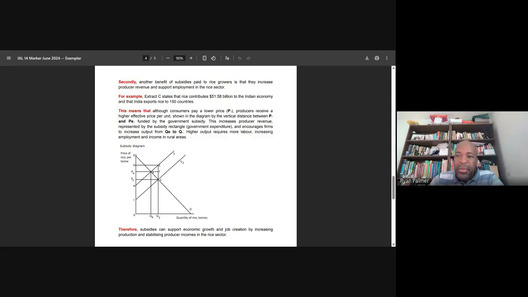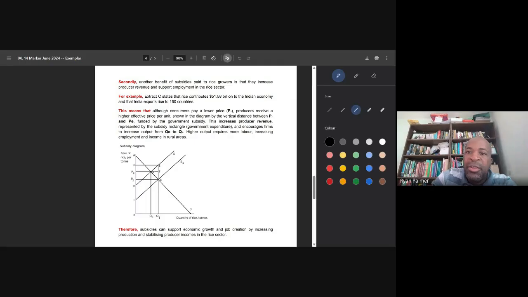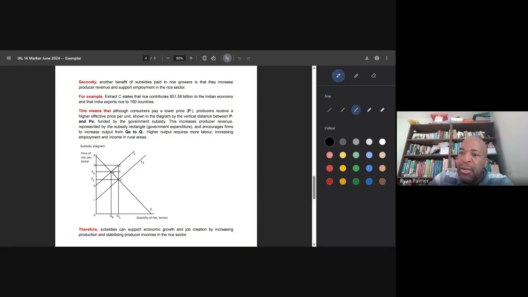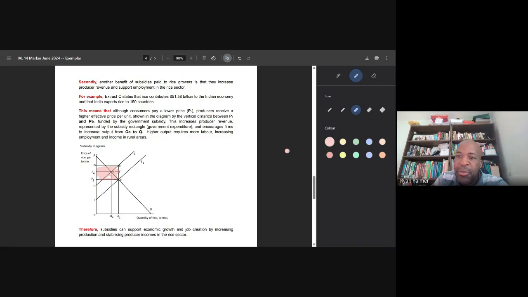So let me just make sure the visual for the subsidy rectangle is clear. So this will be our subsidy rectangle right here. And remember now that the top half of the subsidy rectangle represents the benefit to the producer, and the bottom half is the benefit to the consumer.